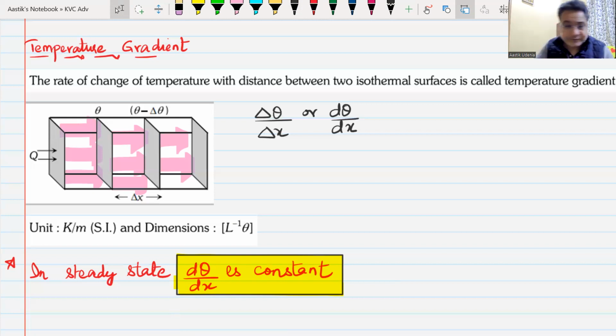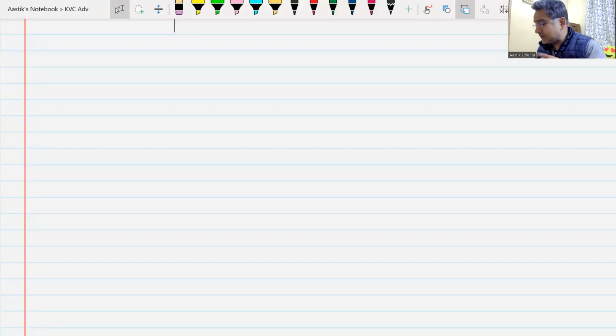I'll give you 2 minutes to note this down. Then let us move ahead and find out what happens in a steady state and how heat flows.